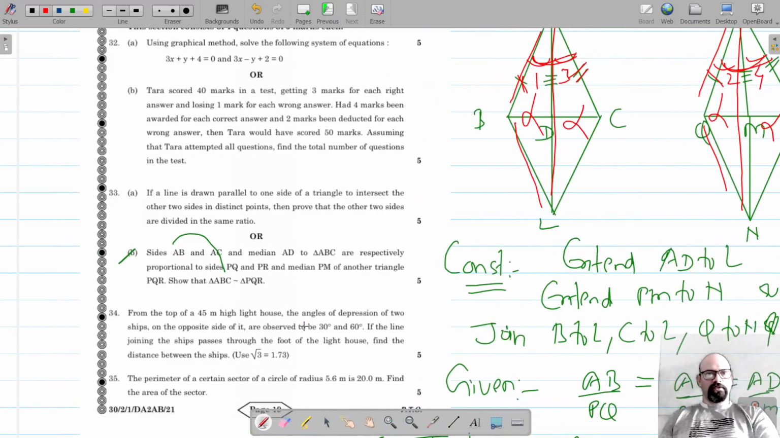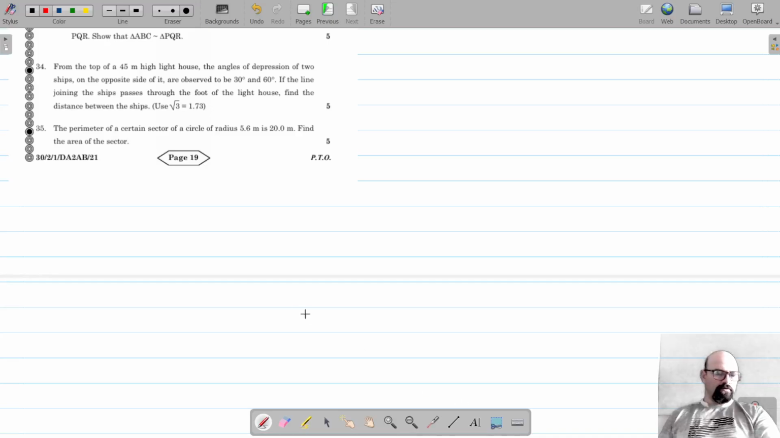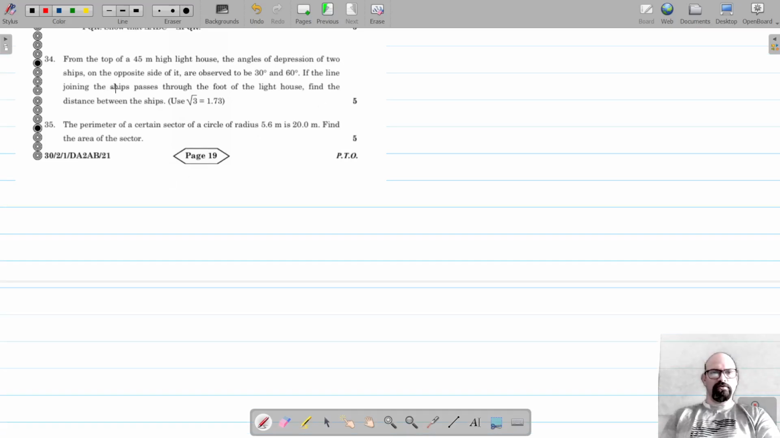Let's move on to the next question, which is question number 34. Given that from the top of a 45-meter lighthouse, the angles of depression of two ships on the opposite sides of it are observed to be 30 and 60 degrees. Let's say this is the 45-meter lighthouse, and these are the two ships.